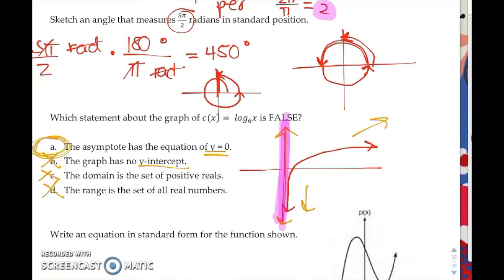Now, what I would remember here is that the y-axis is really x equals 0. The x-axis is really y equals 0. And so that's what I'm looking to remember here. Okay, so that's the best way to tell that that's the one that's true.